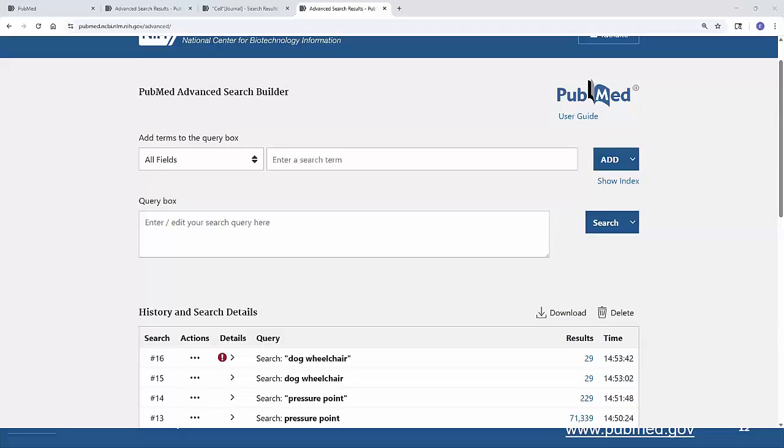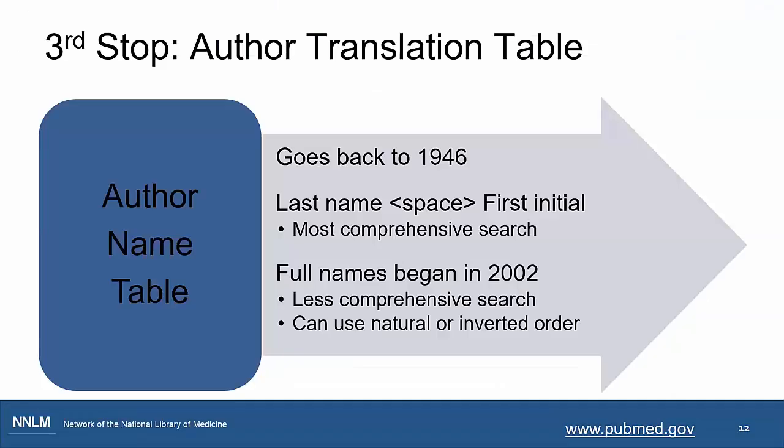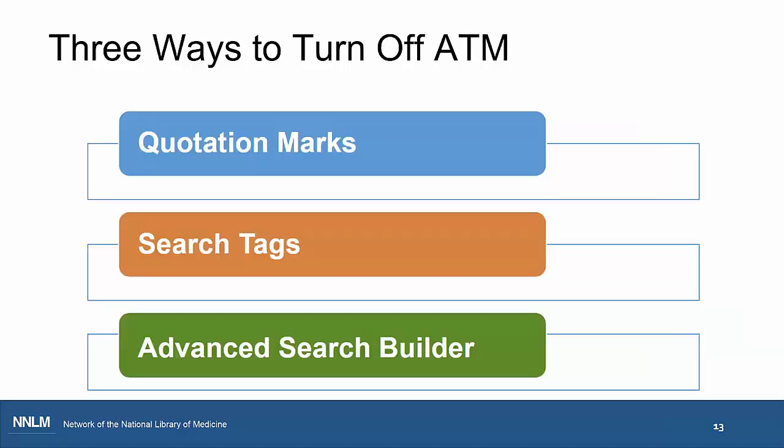We are going to jump back to our slides here to wrap things up. We're going to summarize the 3 primary ways that you can turn off ATM when it's necessary. So 1 is you can use quotation marks. If you put quotes around a mesh term or an entry term, you are going to turn off ATM.